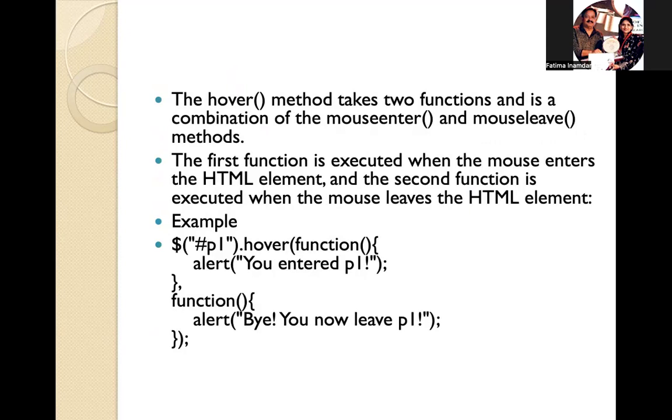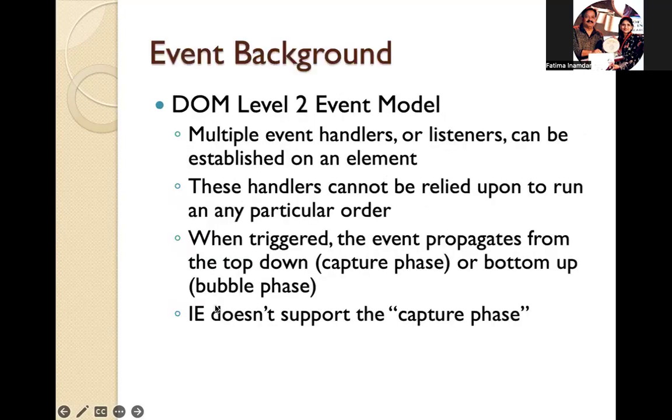The hover is a method that takes two functions and is a combination of the mouse enter and the mouse leave methods. The first function is executed when the mouse enters the HTML element, and the second function is executed when the mouse leaves the HTML element. So this is considered when the alert message is going to be displayed on this particular hover method. Then afterward, this method will get displayed on this particular execution of the function.